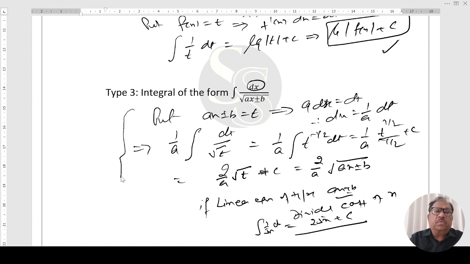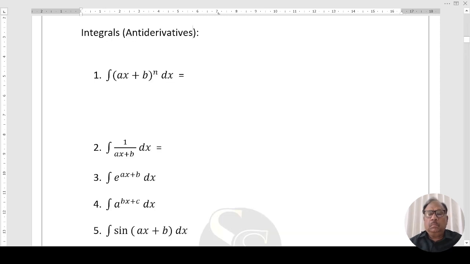Now, the formulas will be discussed: integration of those whose derivative is known. Right? Now, let's start. To discuss the formulas of integrals whose derivative is known. Now integration of ax plus b to the power n dx.